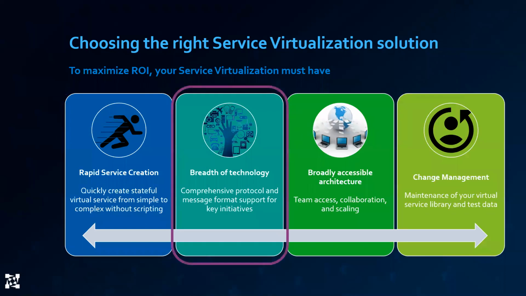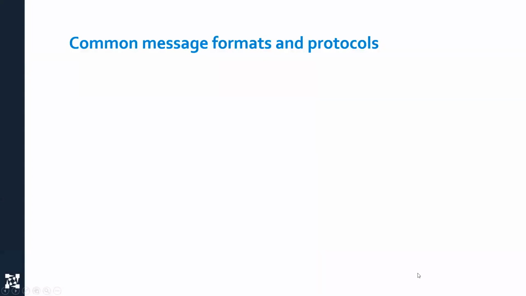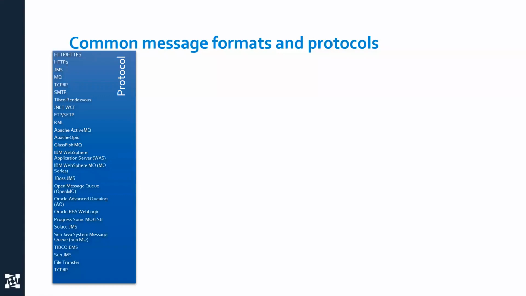Let's talk about breadth of technology. So we always hear this. There are many message formats and protocols out there in our industry. Well, what does that mean? Well, it means that when you're creating a virtual service, you're going to need to communicate over some kind of a protocol. HTTP, HTTPS for REST, but you could have queuing technologies like MQ, JMS, RabbitMQ. Some of the technologies that you'll see on this list.